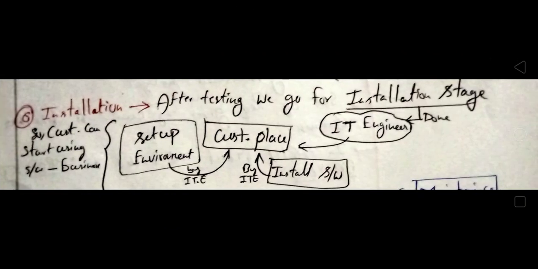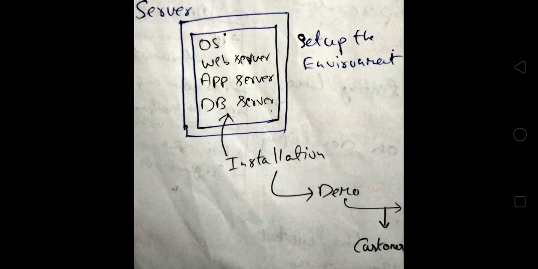After testing, we go for the installation stage. The installation stage is done by the IT engineer. He will go to the customer's place and set up the environment by installing the OS, web server, app server, and data server, and install the software to run the customer's business real-time scenarios. See, this is the setup. Then he will install the software and give a demo to the customer on how it works. After that, the customer will run his business.